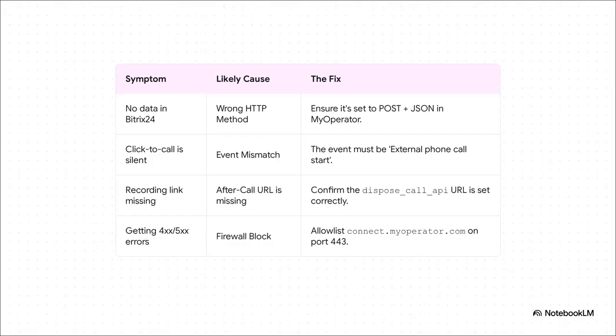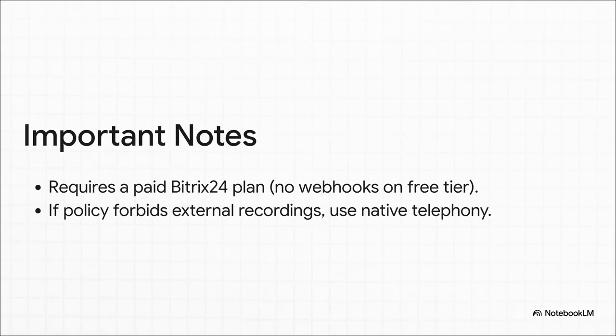For example, if you're not seeing any data show up in Bitrix24, double-check that your webhook method is set to post and JSON. If click-to-call isn't working, it's probably that event name in Bitrix24. Missing a recording? That usually points to a typo in the after-call URL. And if you're seeing errors, you might have a firewall issue, so you'll just need to allow list the MyOperator domain.